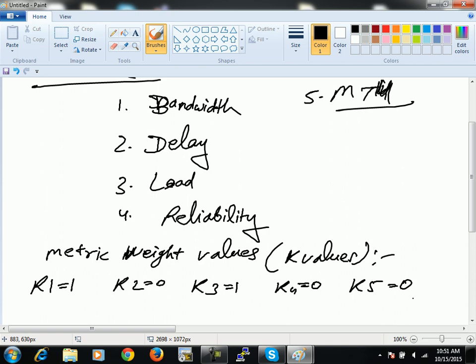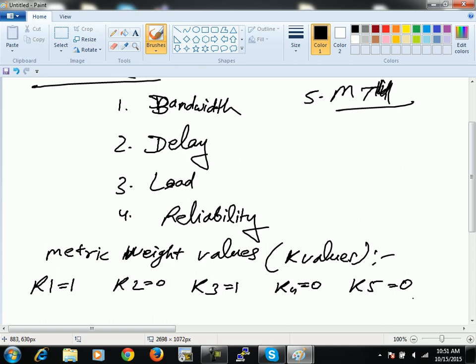In other words, using these weight values, we can modify our formula so that we can define whether we will consider bandwidth for metric calculation or not, whether we will consider delay, load, or reliability for metric calculation or not. So these things can be defined by modifying K values. It does not mean that K1 is equal to bandwidth. By modifying K values, we can modify the consideration of these components like bandwidth, delay, load, and reliability.